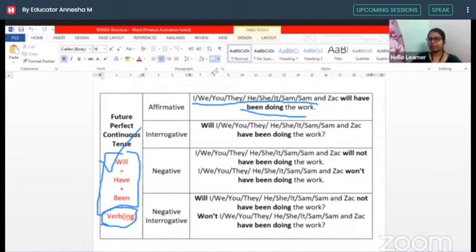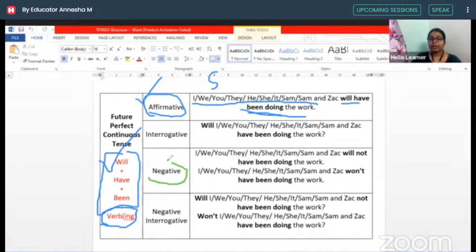बिल्कुल simple है. देखिए subject है, whichever subject you want, I, you, he, she, they, it, whatever subject you want, you will put it. Then you will start with will have been and then the object. Okay, will have been doing, will have been going, will have been sleeping, then the object. So this is our first type of sentence, that is the affirmative sentence, basically positive declarative sentence, right? I hope this is clear.